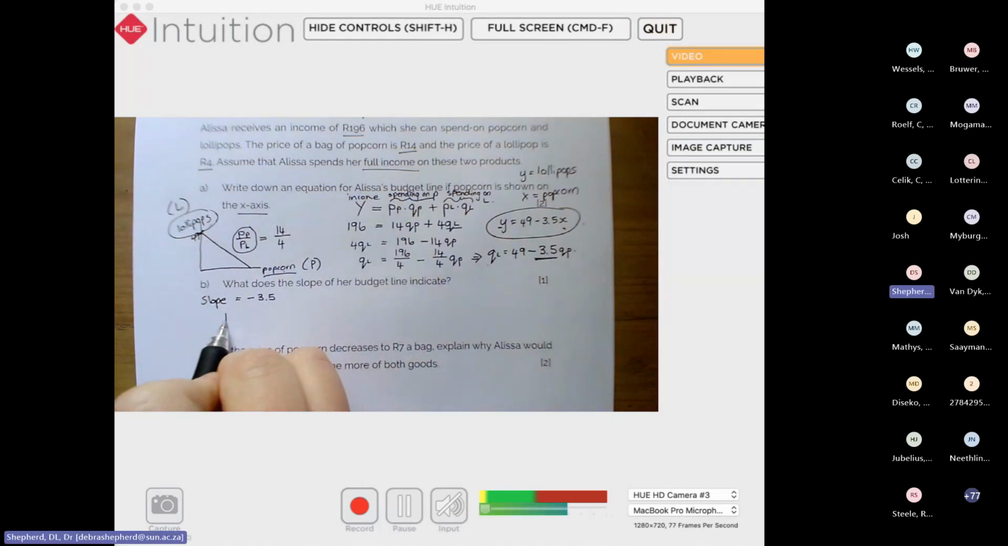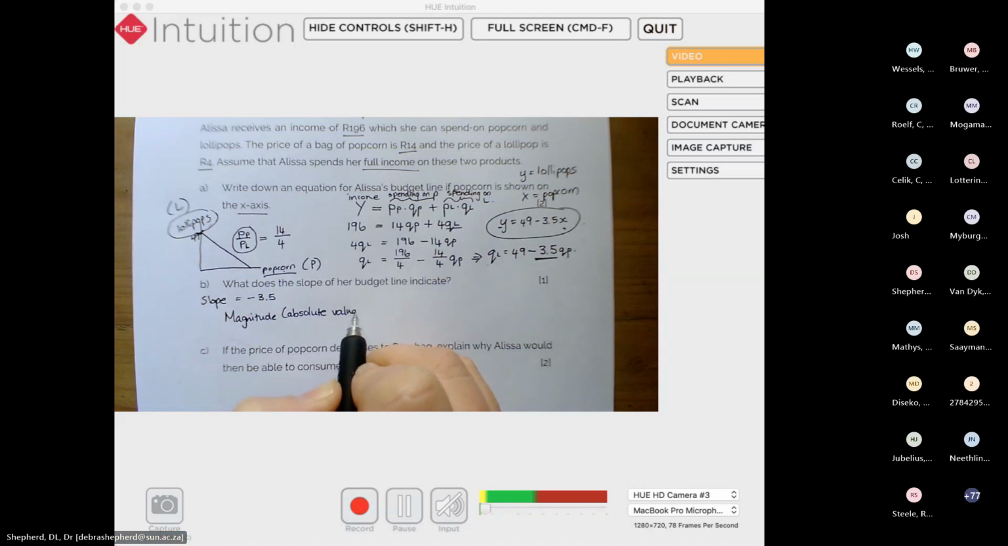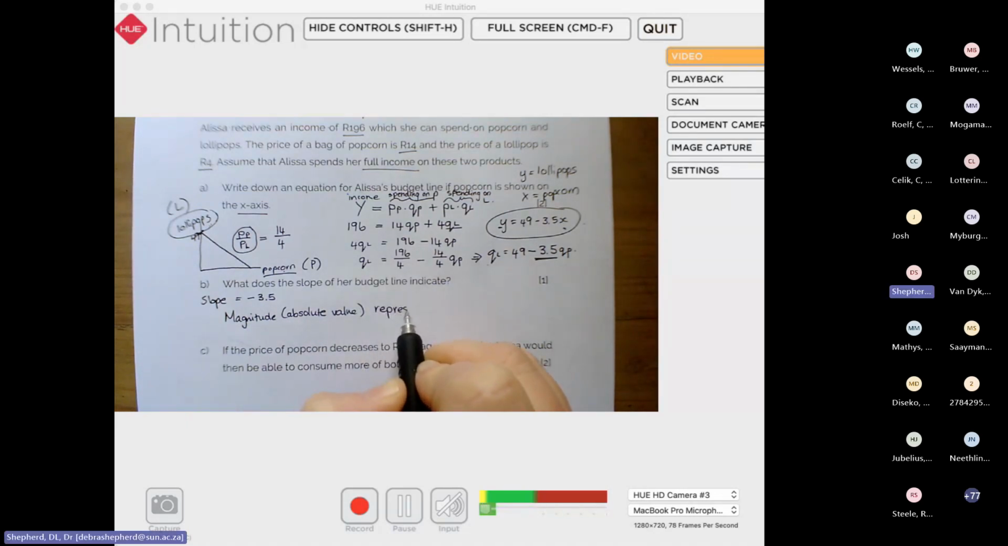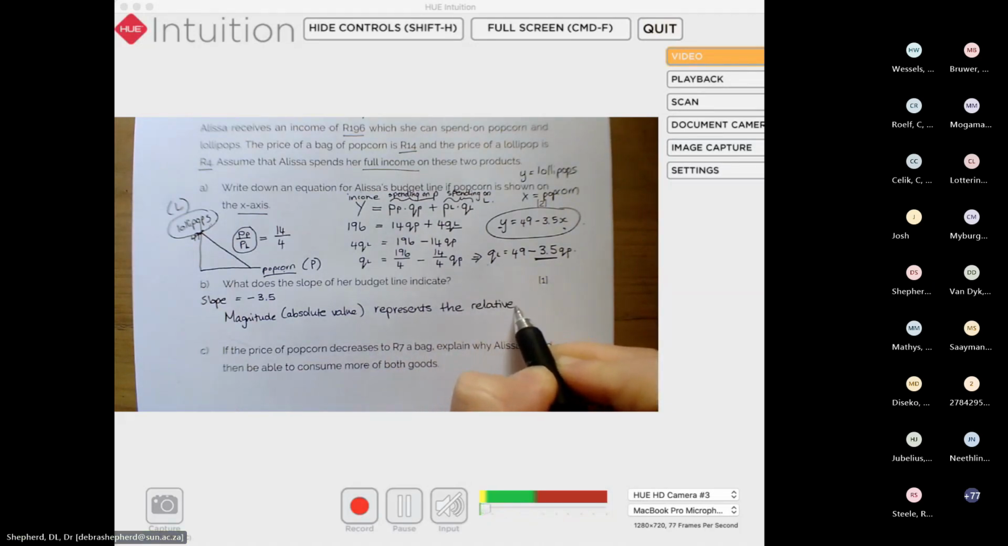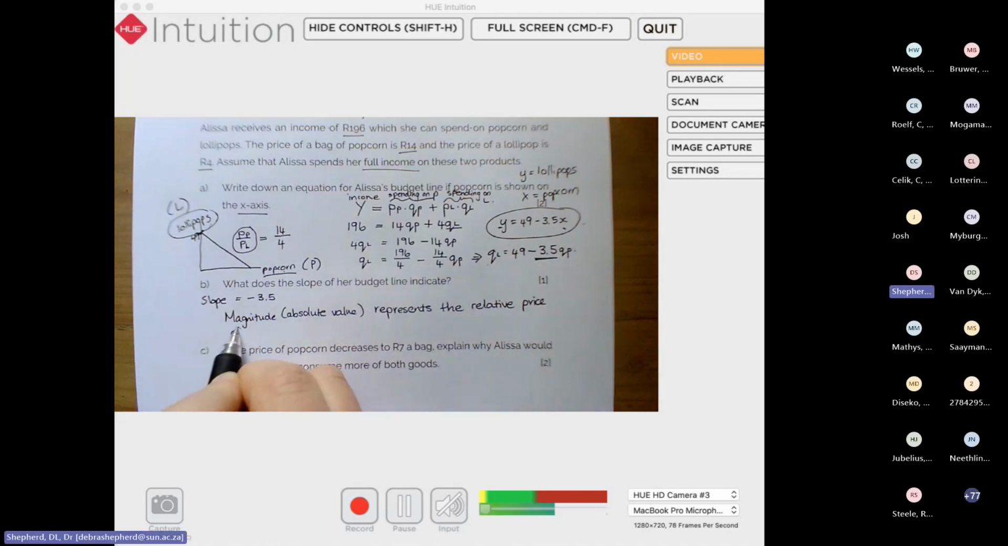What we say is that the magnitude or the absolute value of the slope represents the relative price of popcorn. So it represents the relative price of the product that is on the x-axis. Now, there are 2 other answers that would be just as appropriate as saying the relative price of popcorn.